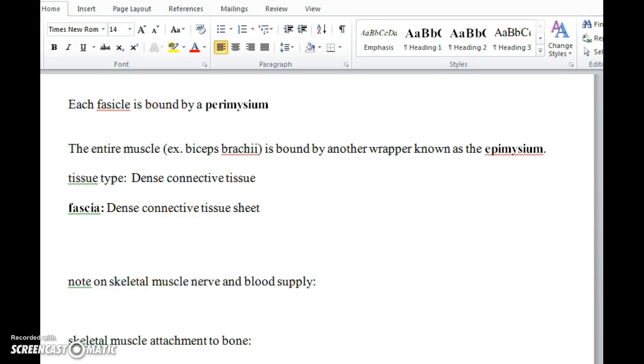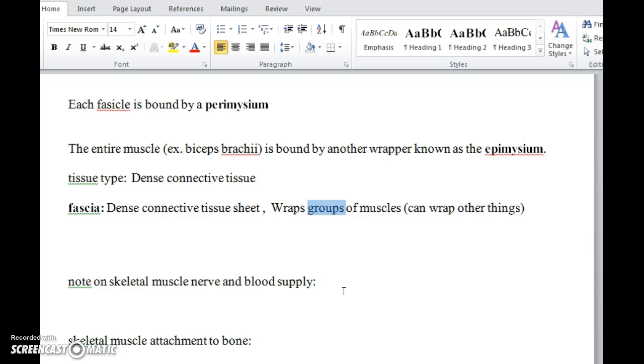But in association with muscles, here's what it does. It wraps groups of muscles together. I could mention here, it can wrap other things like your kidney too. But it wraps not an individual muscle, but groups of muscles.